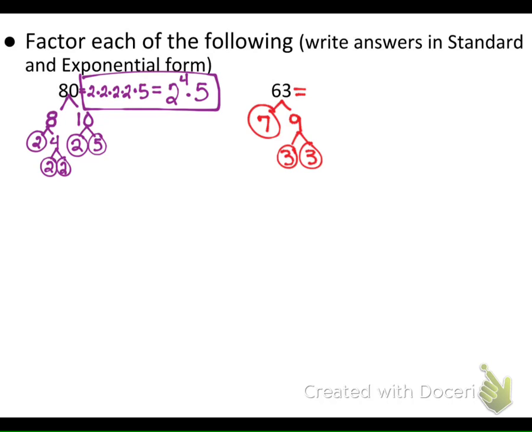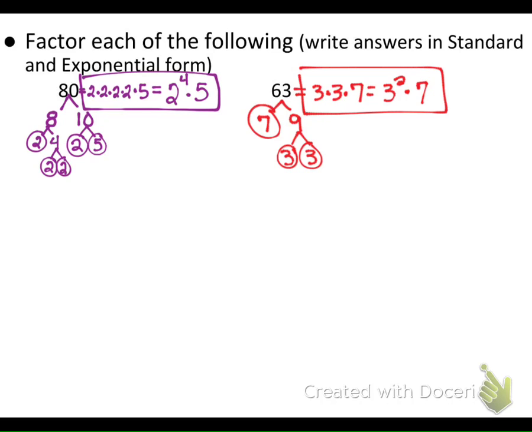Standard form, Damon. How do I write these factors in standard form? And then exponential form? Perfect. Nice job. What's another way that you could say 3 to the 2nd power? 3 squared. Yeah, 3 squared.